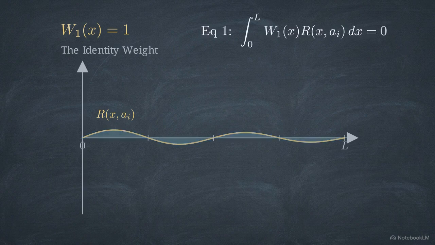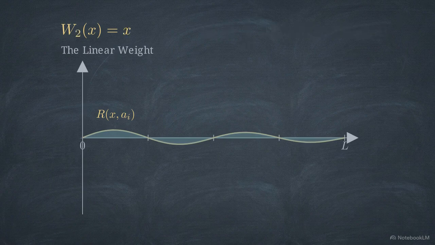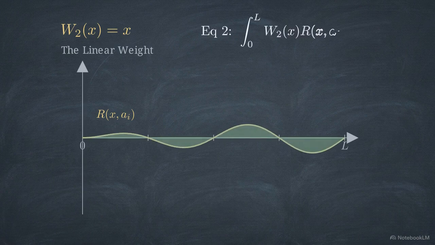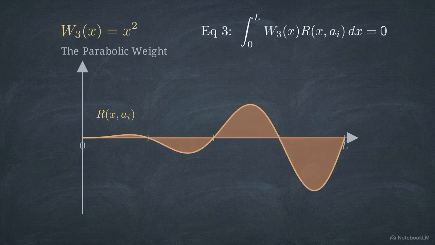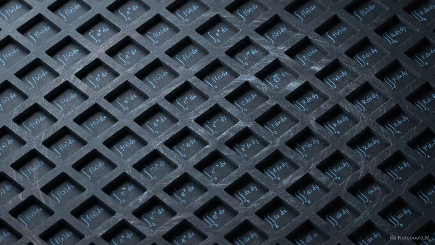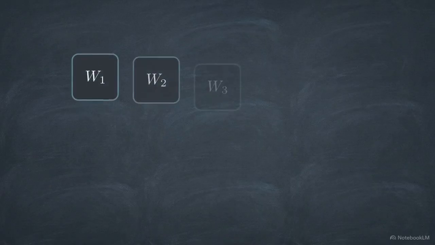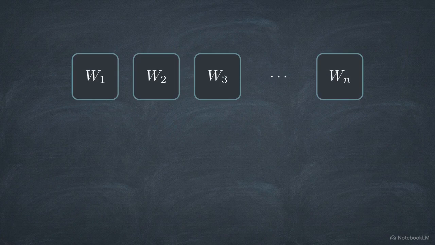For the second iteration, we use a different weight, setting w2 to x. Multiplying the residue by x amplifies the curve as it moves along the axis. Integrating this new warped shape generates a second distinct equation. We do this again, setting w3 to x squared. The area warps further, yielding a third unique equation. By repeating this process n times using n distinct weighting functions, we successfully generate the n equations required to match our unknown variables. We now have a complete array of weighting functions, ranging from w1 to wn.